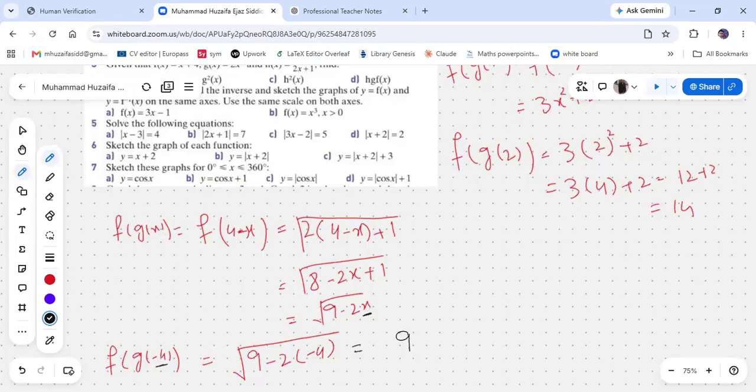So this is 9, and 2 multiplied by 4 is 8. Look at here, this is minus and this is minus, so this is also a positive. So 9 plus 8 is equal to 17 under root. Okay.